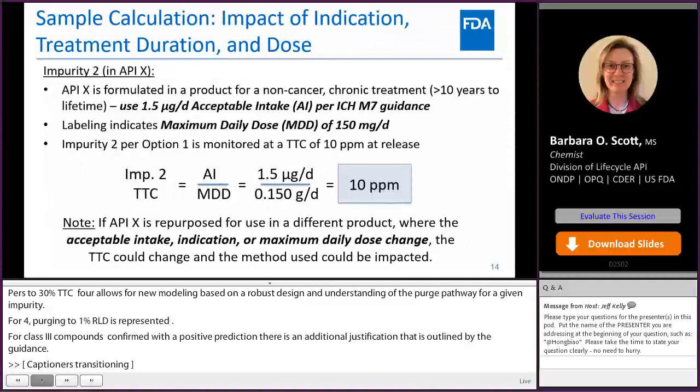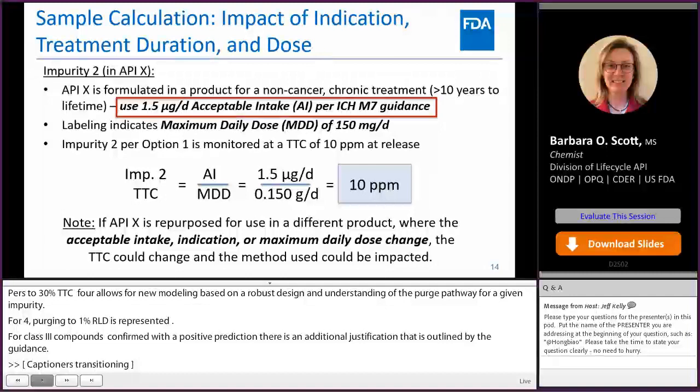In this slide, we'll go back now to our earlier hypothetical example for APIX and Impurity 2, which was proposed to be monitored at the drug substance release per option 1. We'll walk through the steps to find the limit that should be proposed in the release spec and used for analytical method development. So let's say APIX has been determined to be in scope of ICH M7 and the intended drug product used for greater than 10 years to lifetime.